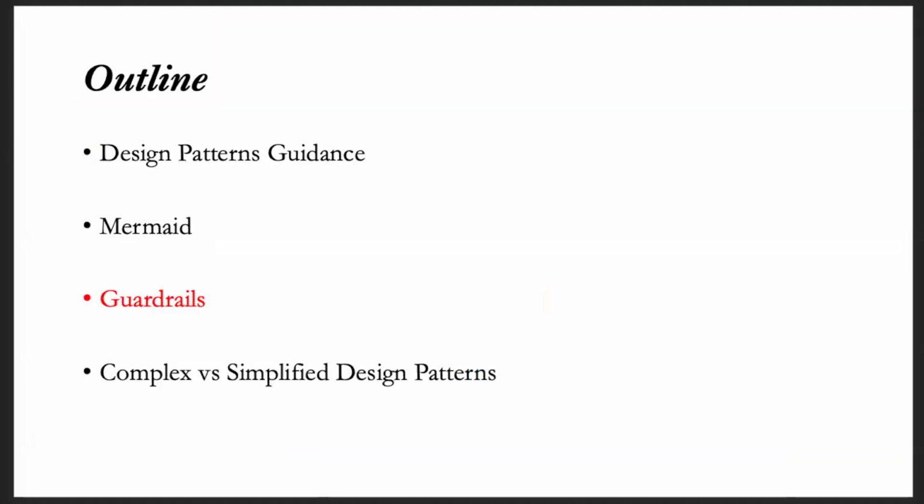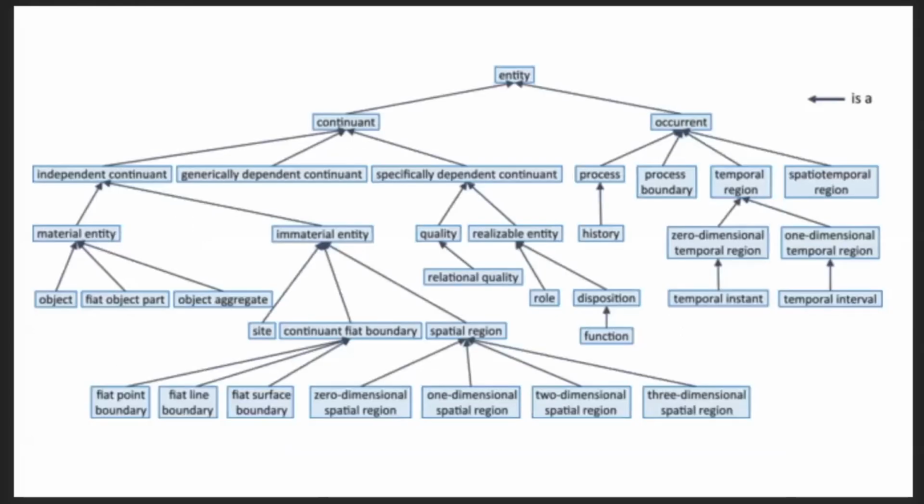But for today, let me talk a bit about some guardrails for design pattern construction. I'm going to be a little fast here because I want to spend some time on the hands-on exercise. At least initially, I want you to start modeling within the context of Basic Formal Ontology, which you see represented here. It means you have entities. This is like all of the things.